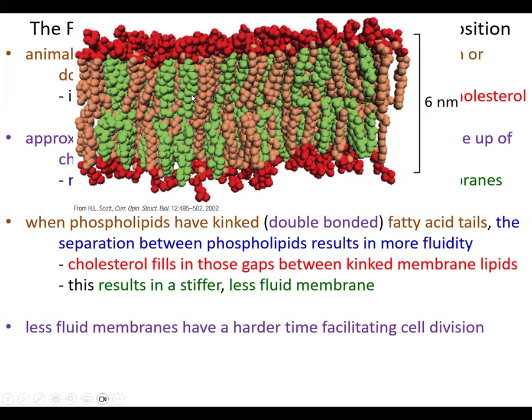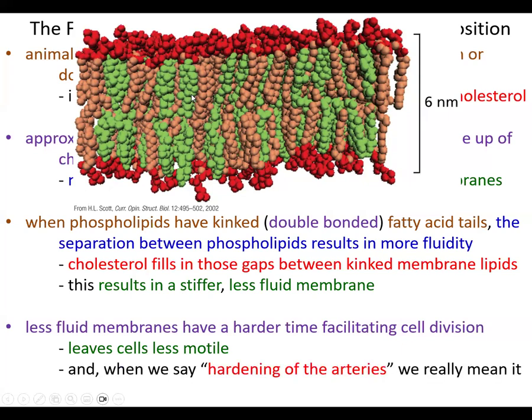Less fluid membranes have a harder time facilitating cell division. So this is one way that cells become quiescent. It leaves cells less motile. Sometimes we want to regulate the motility of a cell. And so we can regulate that motility by adding cholesterol to the membrane. And I don't want to make it sound like cholesterol is all good. Certainly too much cholesterol is bad.